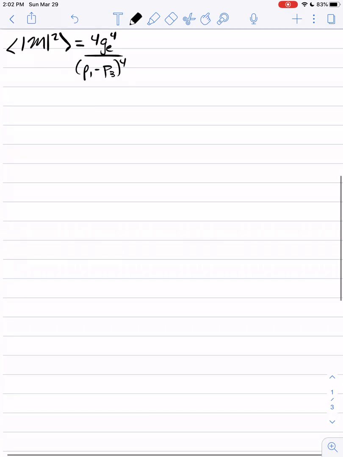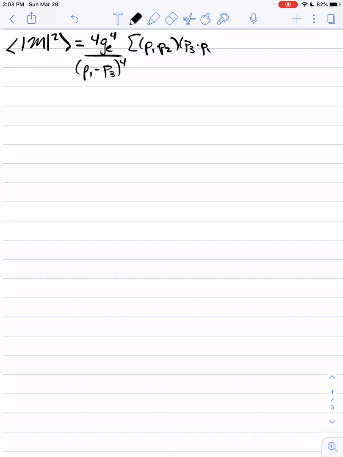this is equal to 4GE to the 4th all over (P1 minus P3) to the power 4, times, and that would all be multiplied by, again, P1 dotted with P2, P3 dotted with P4, plus P1 dotted with P4 and P2 dotted with P3. And we get this expression from evaluating the traces, which you can see in the notes. We did all that work already. Now we're just working with this expression.